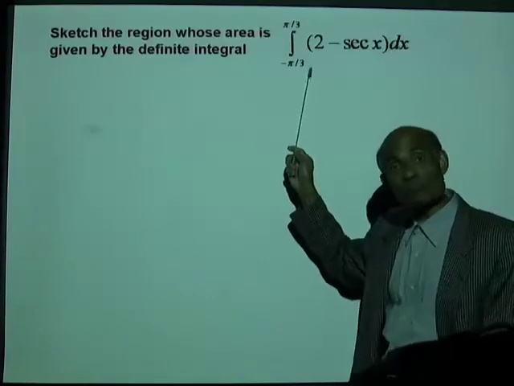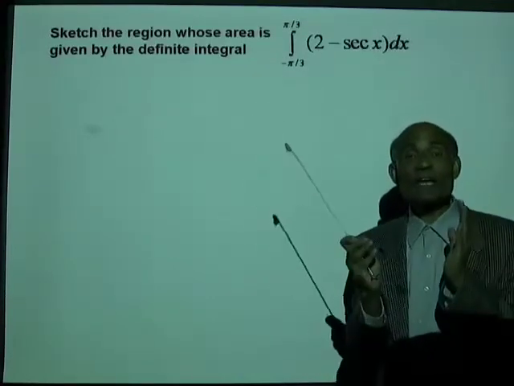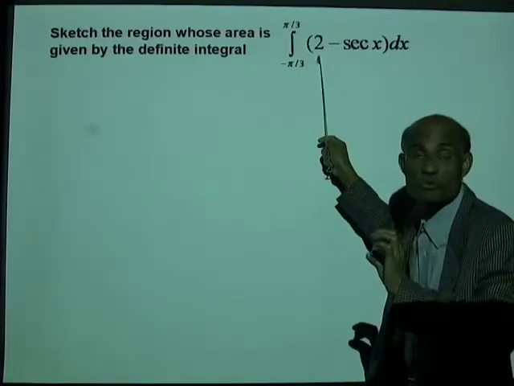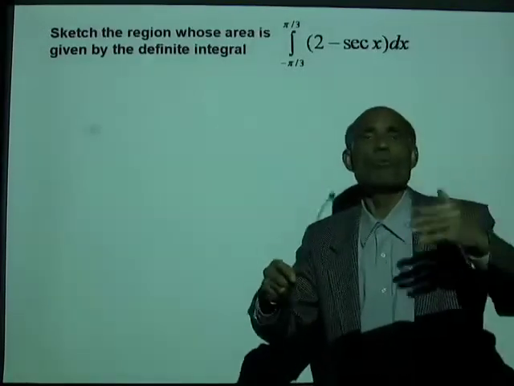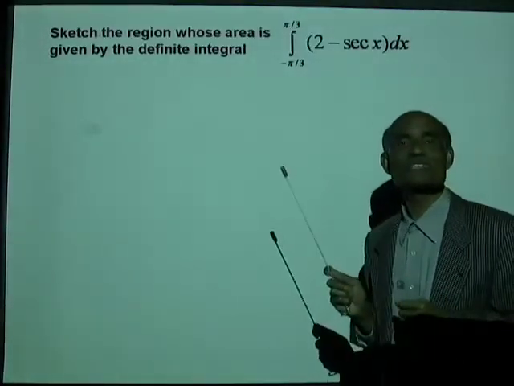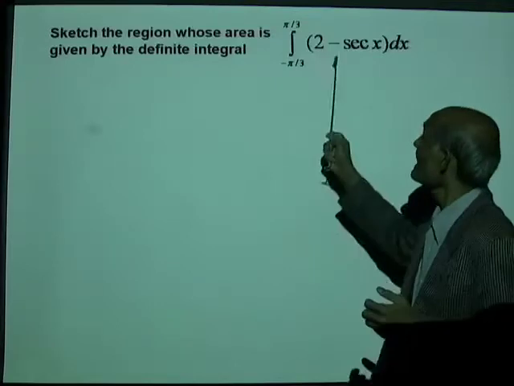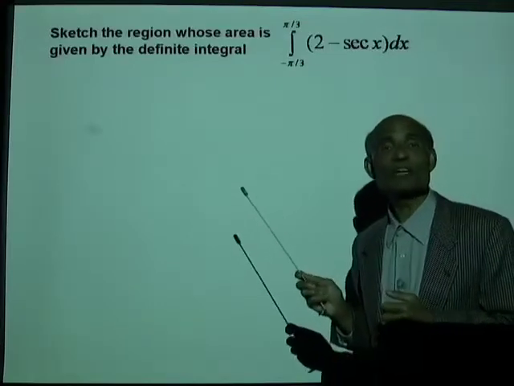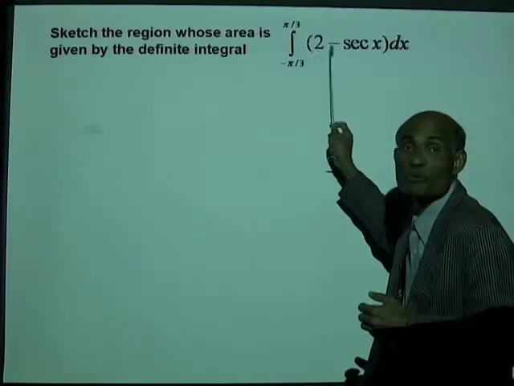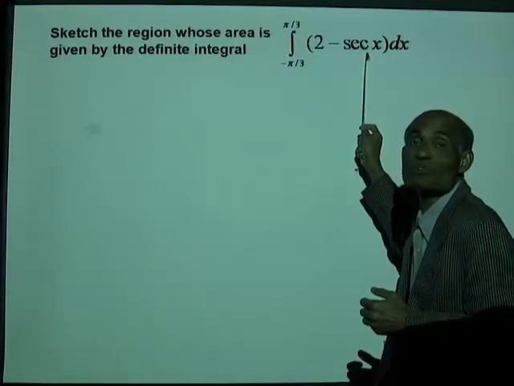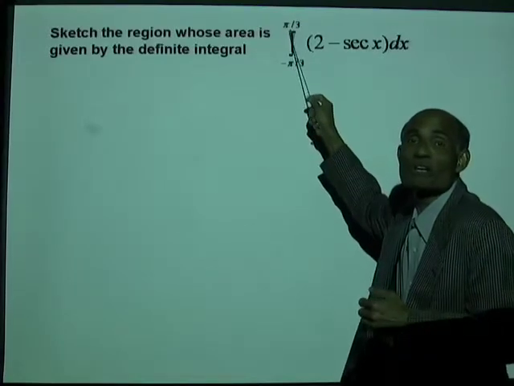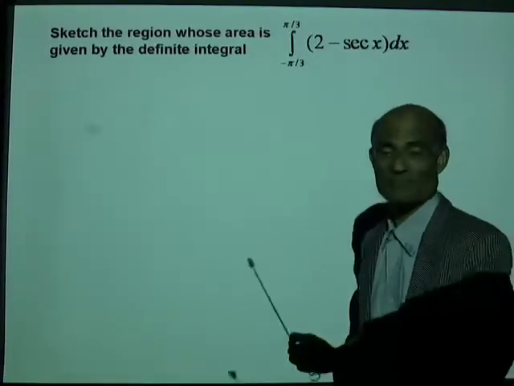So you can interpret this as the area enclosed by the graphs of f of x equal to 2. What is f of x equal to 2? Y equal to 2. And g of x equal to secant x. Yes, this is actually the area enclosed by the graphs of f of x equal to 2 and g of x equal to secant x from x equal to negative pi by 3 to pi by 3.